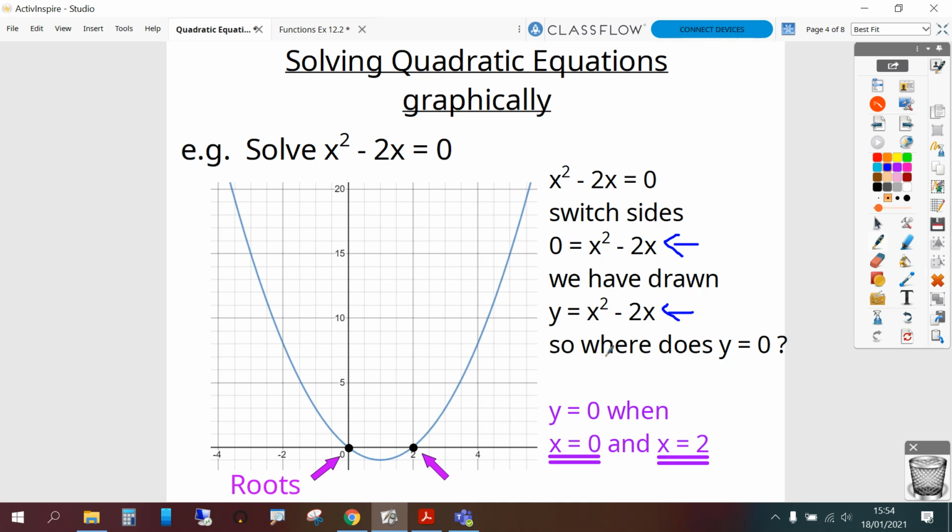So what we're wanting is, where does the y value equal 0? And the y value equaling 0 means that you have a coordinate, which is something along and 0 up, and that is these two black dots here. So the solution is to write down y equals 0 when x equals 0 and x equals 2.